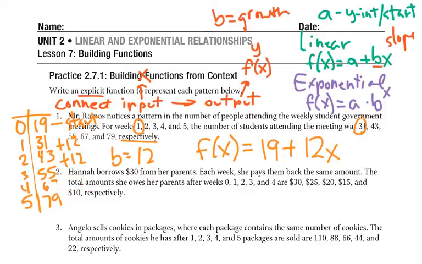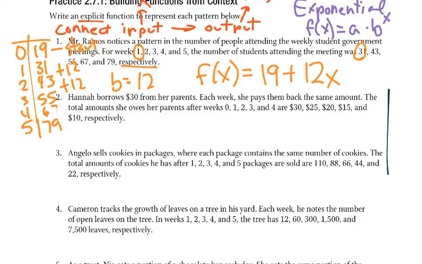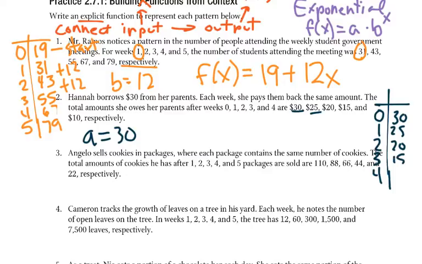Okay, number 2. Hannah borrows $30 from her parents. Each week she pays them back the same amount. The total amount she owes her parents after weeks 0, 1, 2, 3, and 4 are 30, 25, 20, 15, and 10, respectively. So she started out borrowing 30. So there's our start number, right? And then how's it growing? Well, we go to 25, then 20, then 15, then 10. We can see we're subtracting 5 each time, right? So there's our growth.